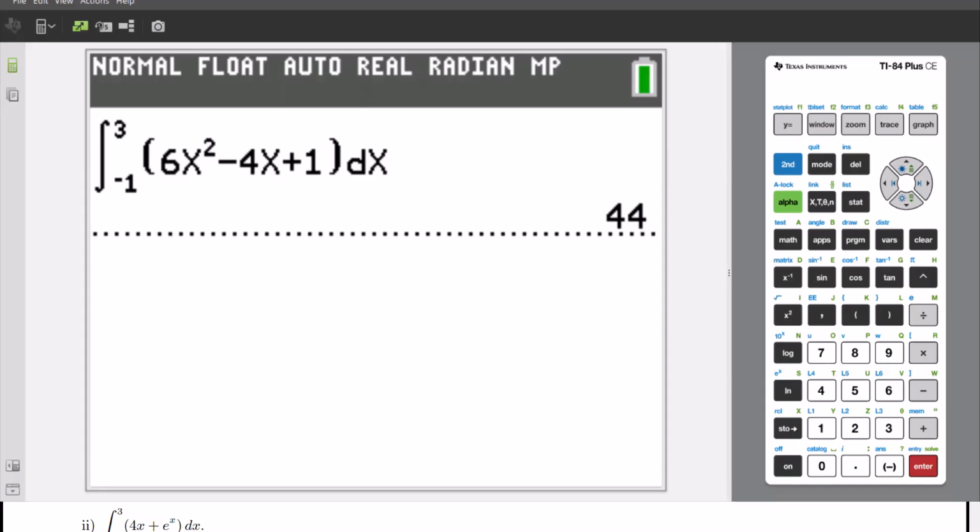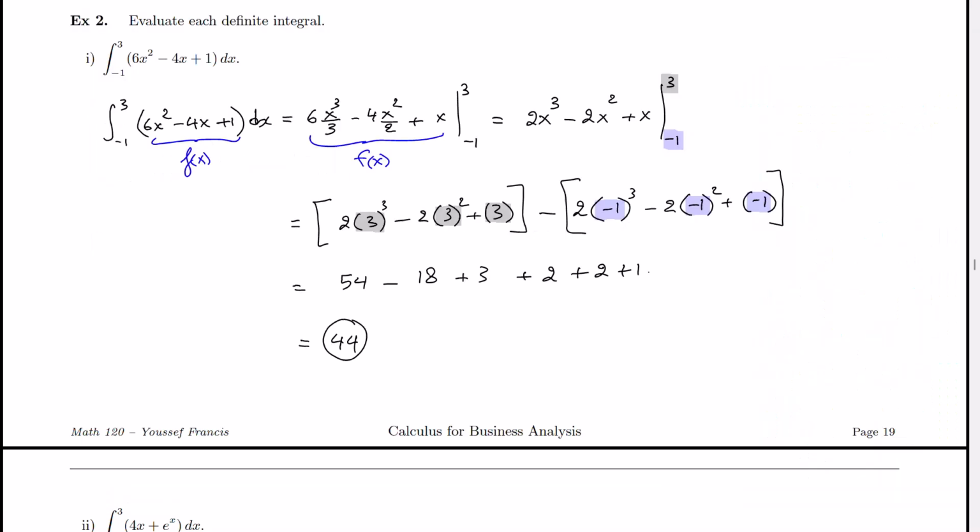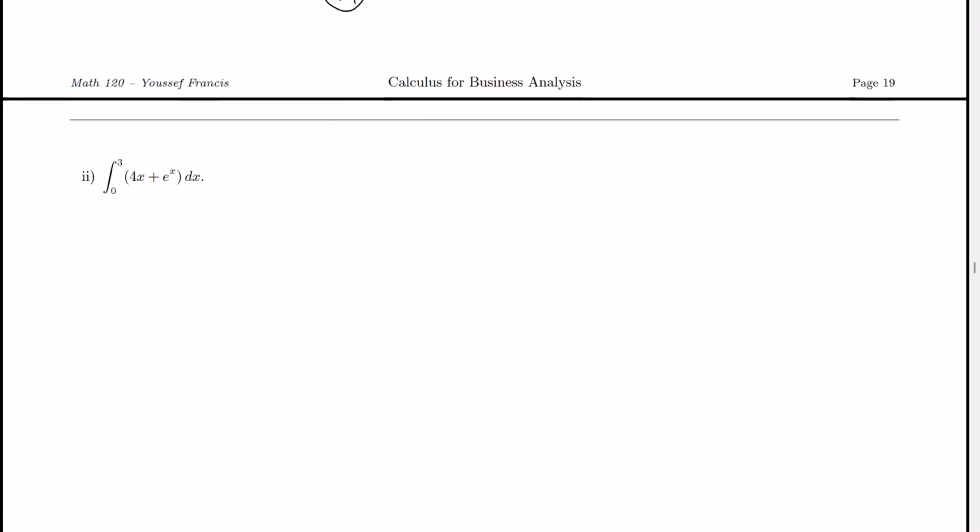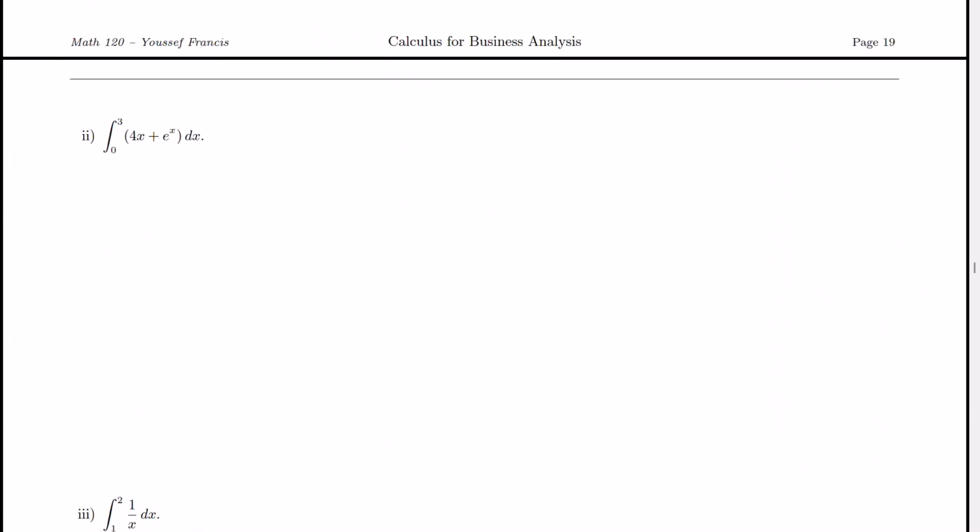So this is why it's preferable that you use the method by hand and then confirm using the calculator that your answer is very close to what you see on the screen of the calculator. Okay, so let's move on to part 2 of this example.